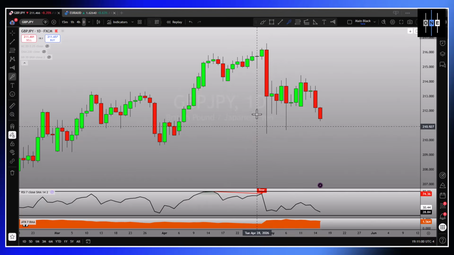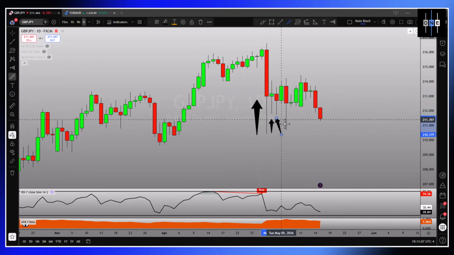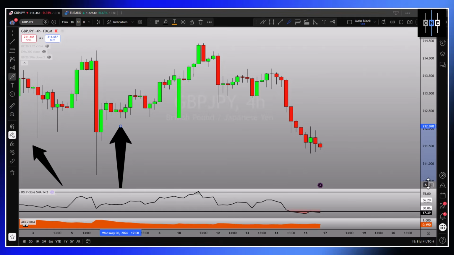We have these long wicks, right? Intervention down, traders beat it back up. We try to go down, traders beat it back up. More intervention, traders beat it back up. Each time we've come down to this level, it has been beaten back up.